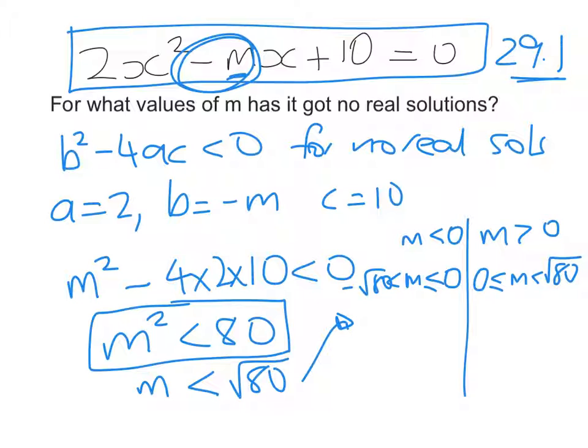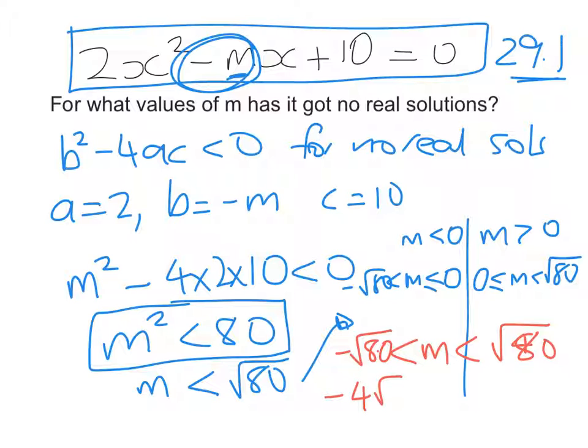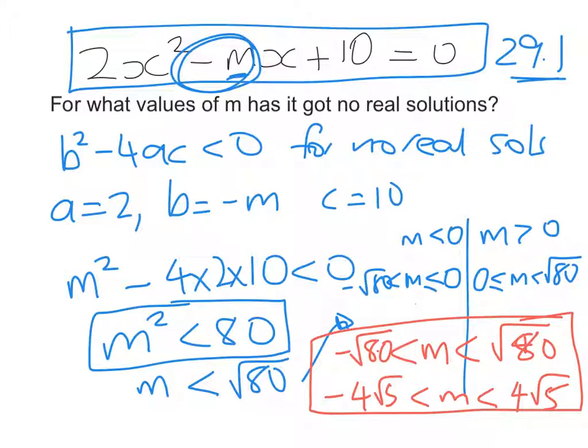So that gives me my overall answer. That is that m is in between negative the square root of 80 and the square root of 80. Or, more elegantly, negative 4 root 5 is less than m is less than 4 root 5. Just make sure you are really comfortable with how to write in between with all your inequality signs. Okay, by this point you should be.